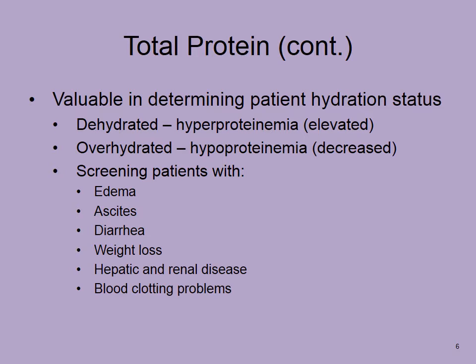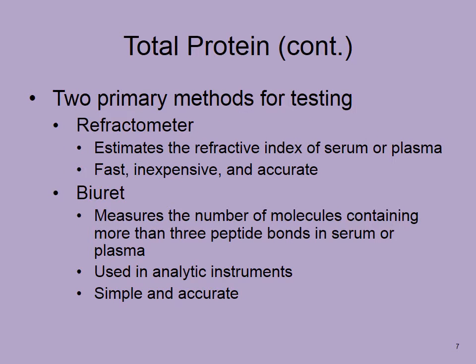Total protein measurement is really valuable in determining hydration status. So I just talked about hyperproteinemia, so elevated proteins being seen with dehydration, and then the opposite with overhydration. We can use this also to screen patients with edema, so that's basically fluid buildup in the tissues, ascites, and you'll remember ascites is free fluid in the abdomen, diarrhea, weight loss, hepatic and renal disease, and blood clotting problems.